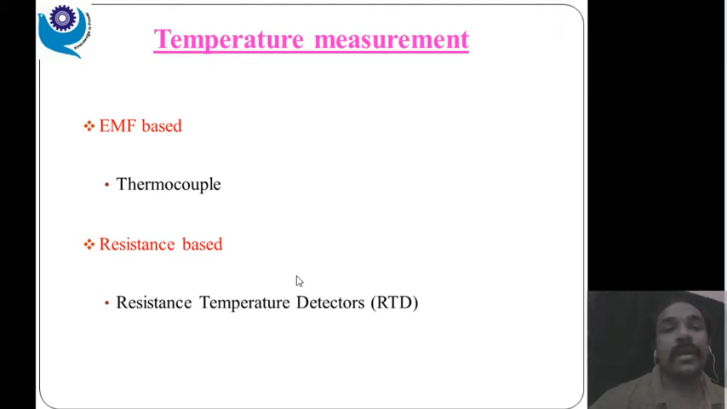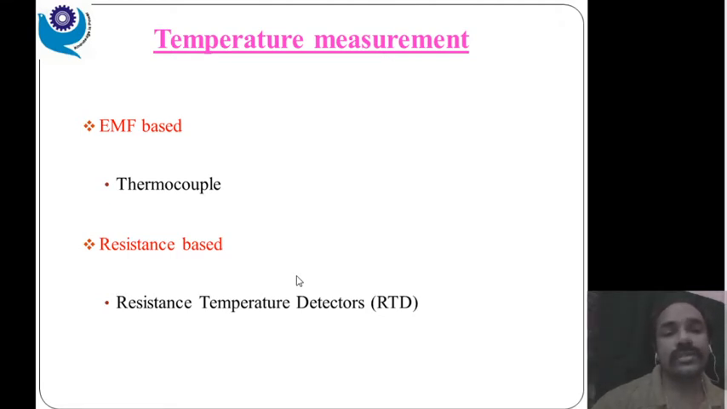So the next part that we are going to look at is temperature measurement, very important. First thing, that is EMF based, the thermocouple. There are various temperature sensors: thermocouple, thermistor, RTD, in that PT100 and all these things. So there are n number of temperature sensors. In IC format, we can see LM35, in an IC package.